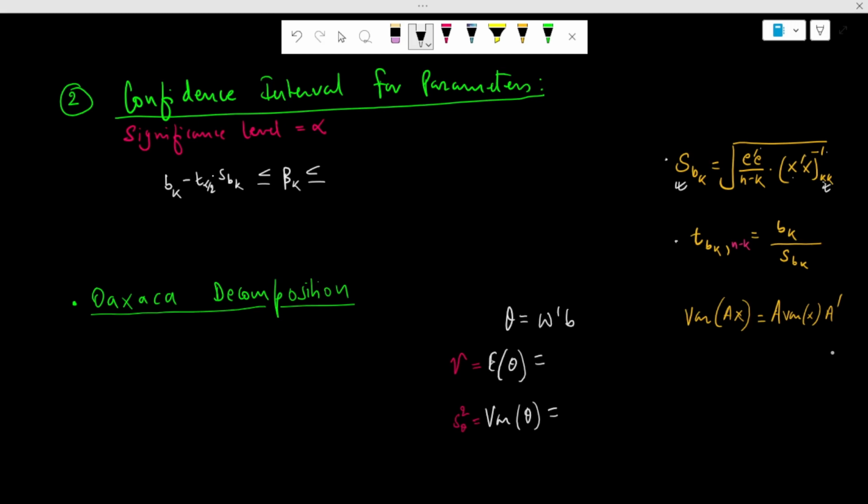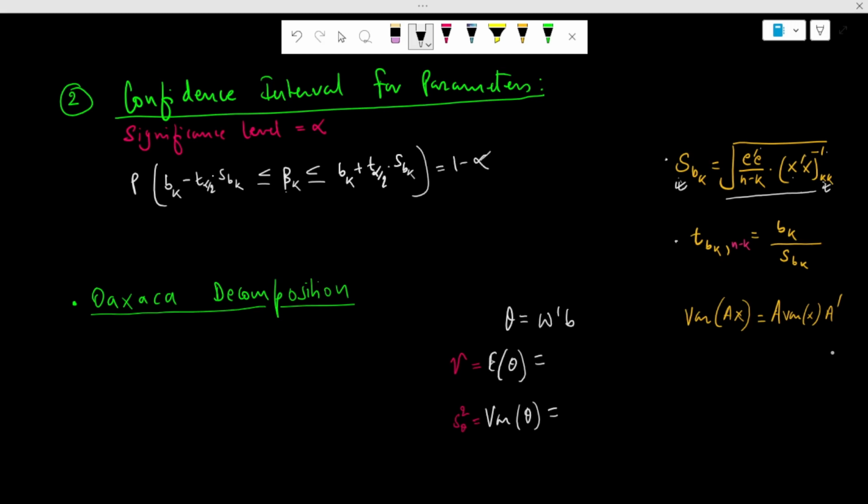So this is our lower confidence limit, and for the upper confidence limit we simply add this term, where alpha is our significance level. For this particular variable k, we can calculate the standard error making use of this formula. And the probability of the population beta for variable k being greater than or equal to this term and less than or equal to this term is simply equal to 1 minus alpha. This is our confidence level.